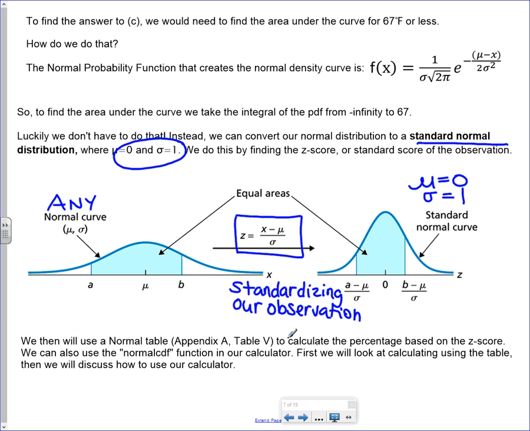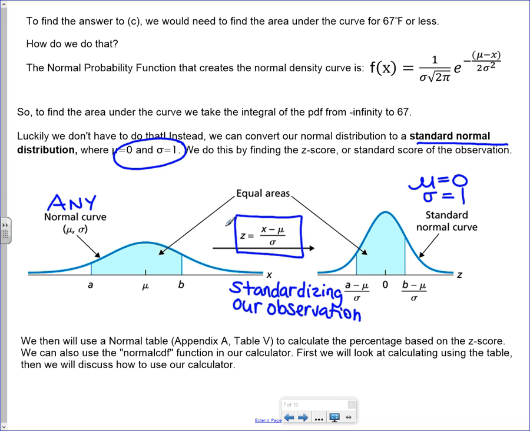And so what we're going to use for that is we're actually going to go back to this Z formula that we learned about at the end of chapter 3. We also called it the standard score formula. The reason why it's called the standard score formula is because we are going to standardize our observation and put it on this standard normal curve.